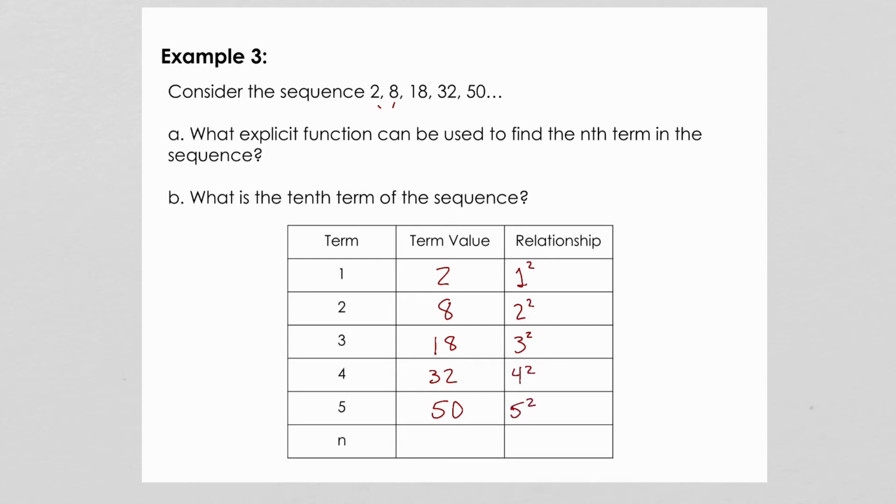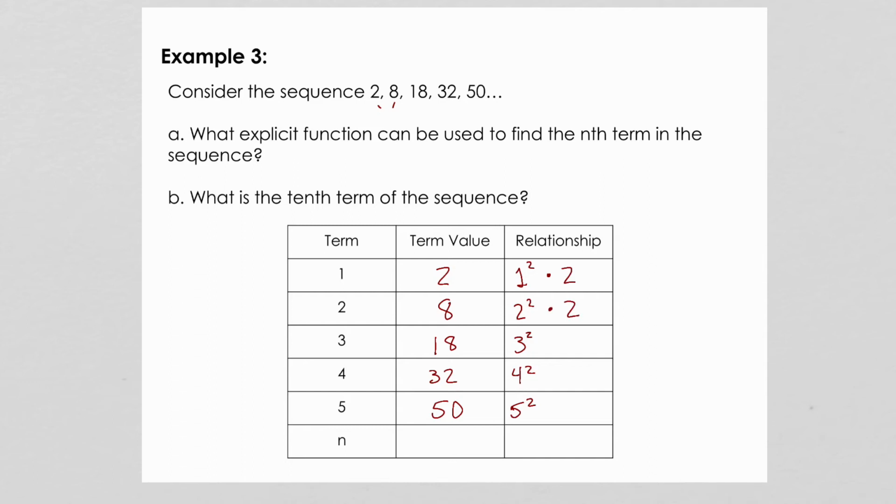Okay, now how do I get from 1 squared to 2? You could say I add 1, but let's think about this for a minute. There's another way that I can get from 1 to 2. I can also multiply by 2, right? Same here. I have 2 squared, which is 4. How do I get from 4 to 8? Well, I also can multiply by 2. Let's see if that continues to work.